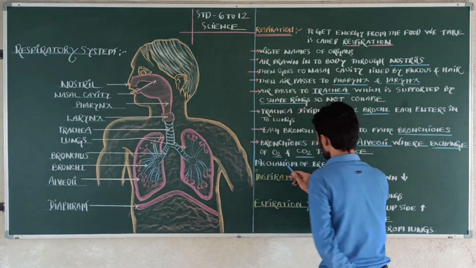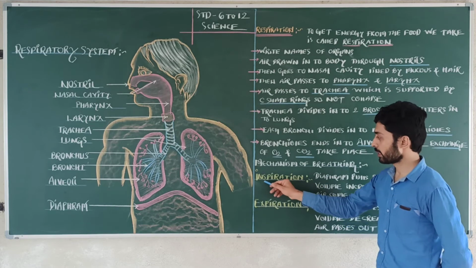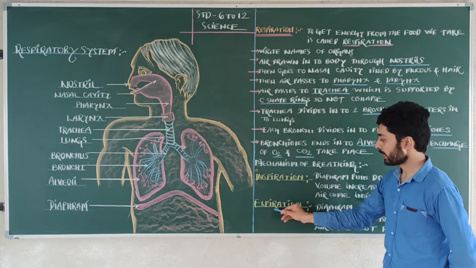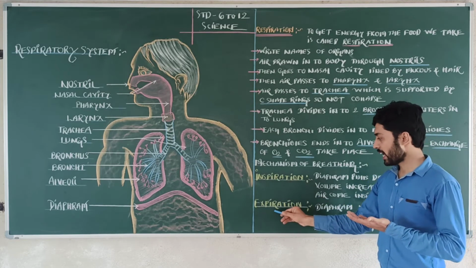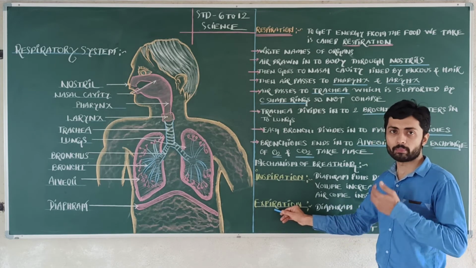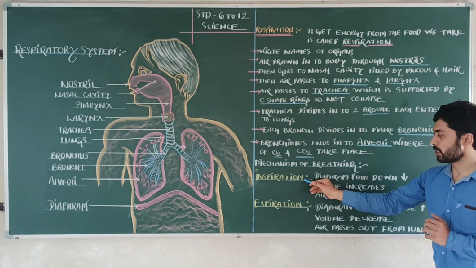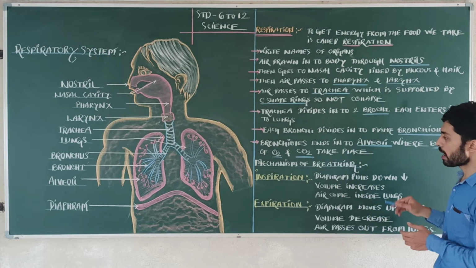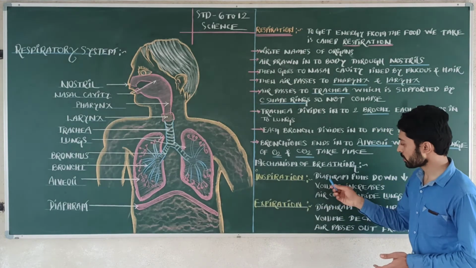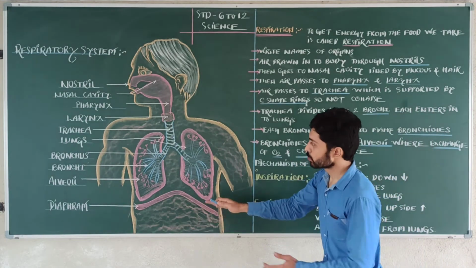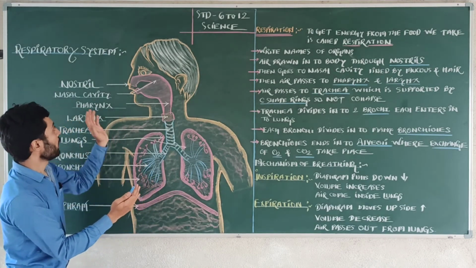Now, the last point is the mechanism of breathing. In the breathing mechanism, there are two processes: inspiration and expiration. Inspiration means intake of air, and expiration means outlet of air. So, what happens in inspiration? During the inspiration process, the diaphragm pulls downward. This belt-like structure is called the diaphragm. So during inspiration, the diaphragm pulls downside. So the volume of the chest region will increase.